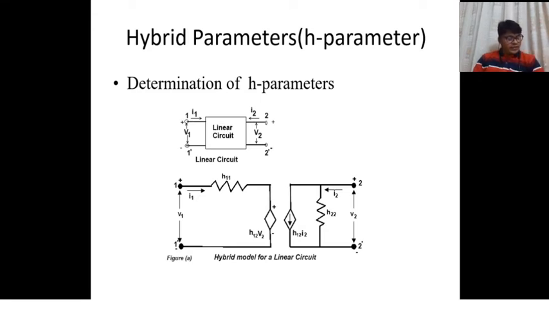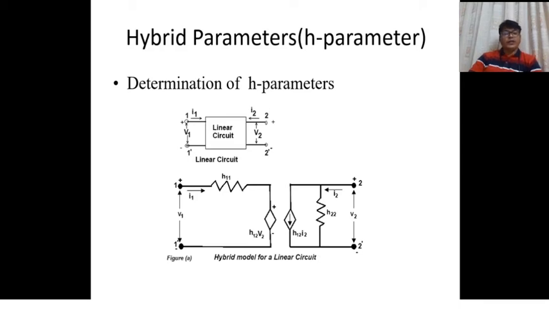Now I come to the actual syllabus here, H parameters. H parameters are nothing but hybrid parameters. Every linear circuit having input and output terminals can be analyzed by four parameters called hybrid parameters or H parameters. Out of the four parameters, one is measured in ohms, one in mhos and two are dimensionless. These are mixed dimensions, hence called hybrid parameters. The meaning of hybrid is mixed.